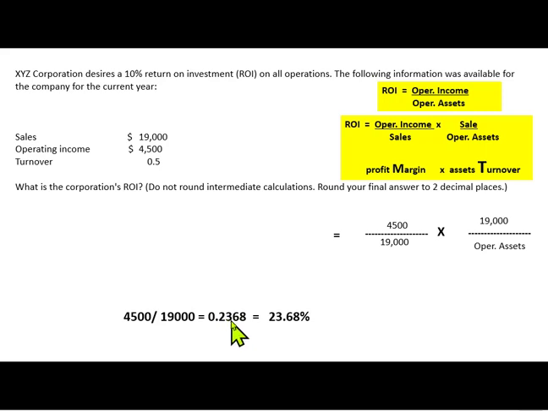Put the 2 decimal places 2 more to the right, and this turns into a percentage, which is what it should be expressed as, 23.68%. So now you've got the profit margin piece, and you also have the turnover piece, right? So 23.68% times this, which you don't have enough information to solve that, but they told you turnover, so you've got turnover of 0.5. So multiplying 23.68% times 0.5 will give you the answer, and the answer is 11.84%. So that's the second return on investment question.